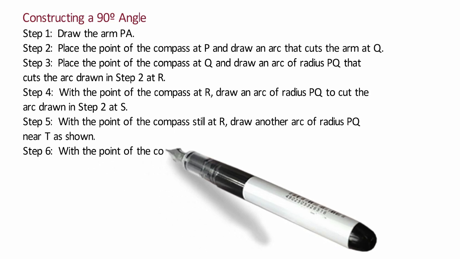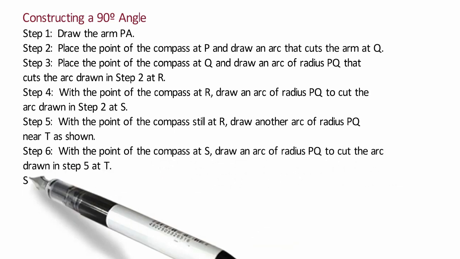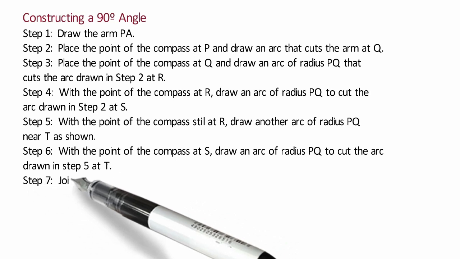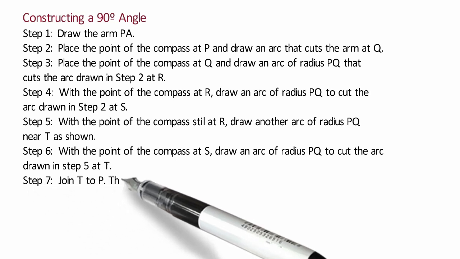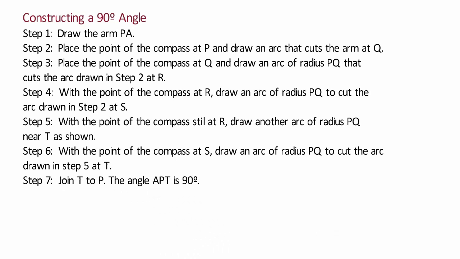Step 5. With the point of the compass still at R, draw another arc of radius PQ near T as shown. Step 6. With the point of the compass at S, draw an arc of radius PQ to cut the arc drawn in Step 5 at T. Step 7. Join T to P. The angle QPT is 90 degrees.